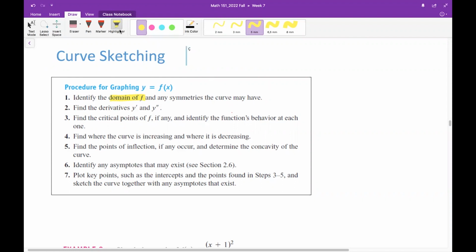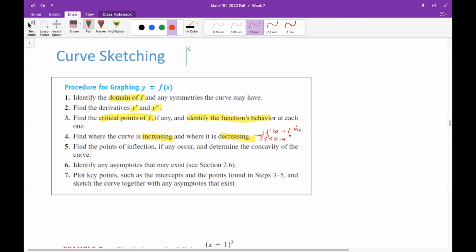Firstly, you will identify the domain of your function. Next, we will compute the first and second derivative. And then we will try to detect critical points of the given function, and we will identify the function's behavior at each one. Next, we will find the intervals over which f is increasing or decreasing, and as you remember, this information comes from the first derivative, right? If the first derivative is positive, the function is increasing.